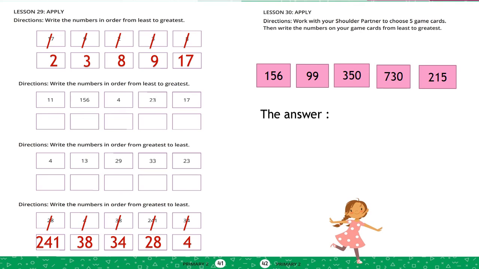The next page, work with your shoulder partner to choose 5 game cards. Then write the numbers on your game cards from least to greatest. We have cards, okay? Then write the numbers from least to greatest. It means ascending order. The smallest one here is what? 99. And the smallest, 156. Then complete this exercise.